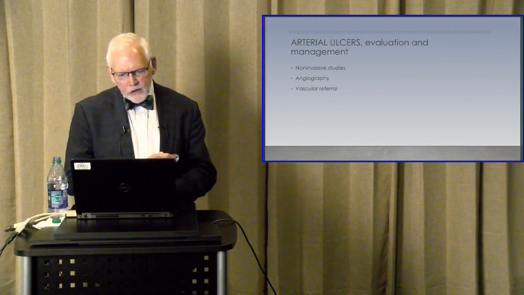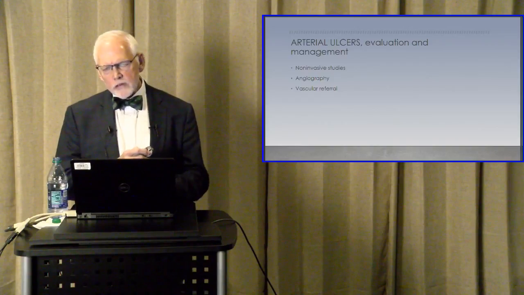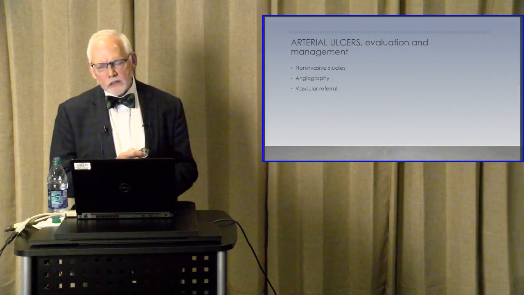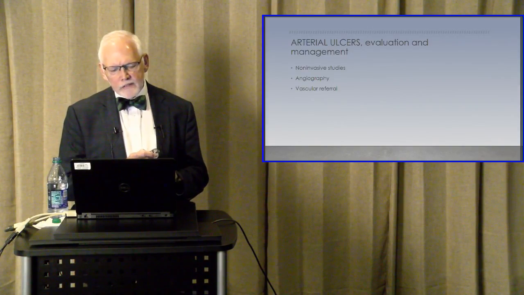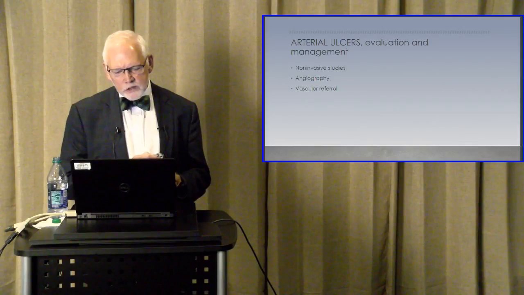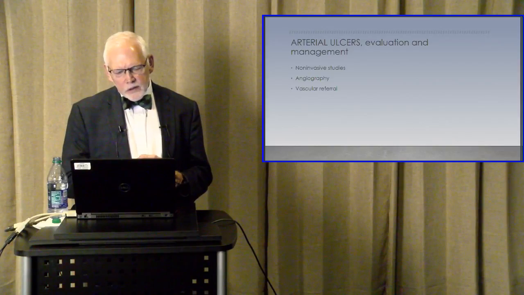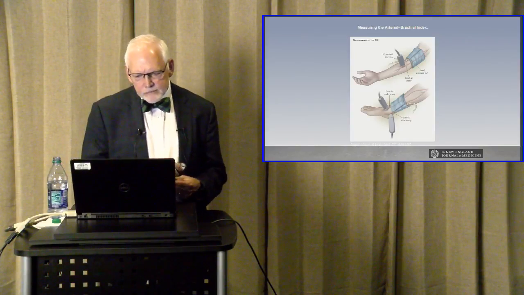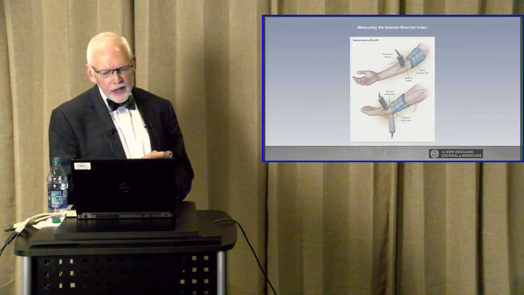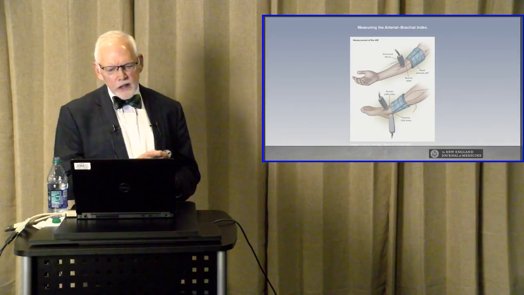So how do you evaluate for arterial ulcers? Non-invasive studies, angiography, vascular referral. It's very common for me to refer somebody for a vascular surgery evaluation if I have any concern about arterial disease. The non-invasive studies that you want to order have to do with Doppler ultrasound. This is from that article by Singer, and it shows how you do an ankle brachial index determination. You use a Doppler.